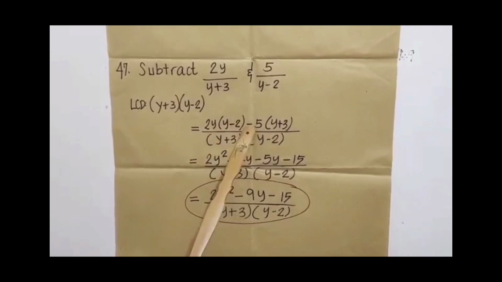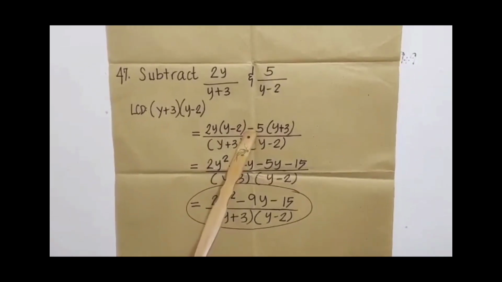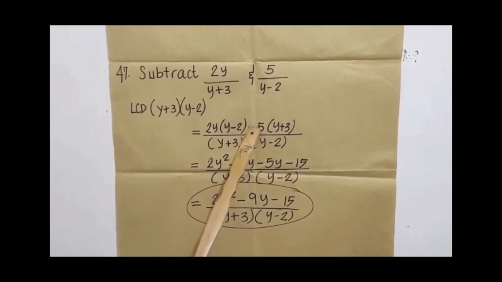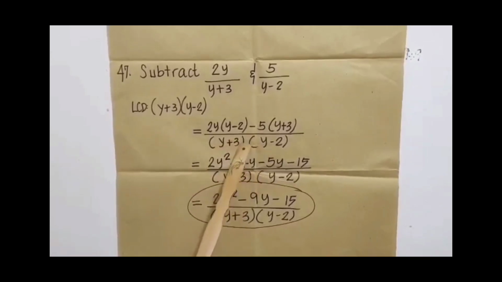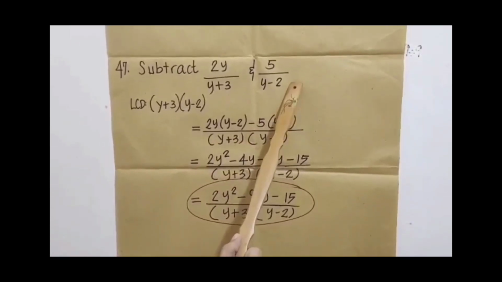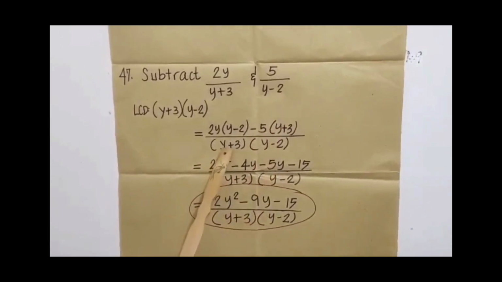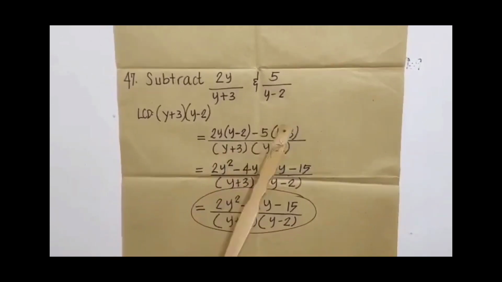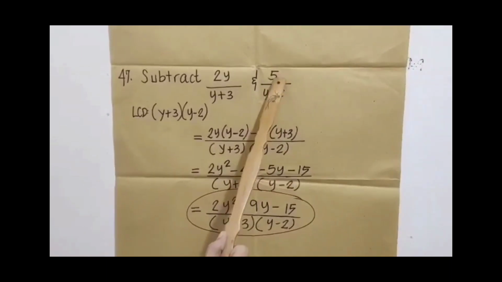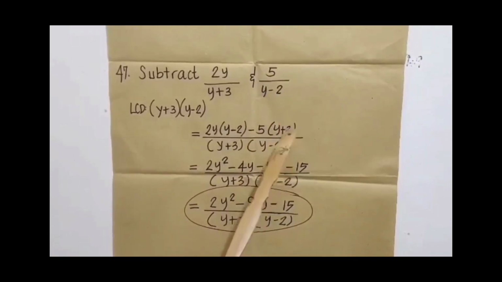Then we write the symbol of subtraction. Then we divide again the LCD by the denominator of the second rational expression, and likewise it cancels, and the remaining is y plus 3, and this y plus 3 is multiplied to the numerator. Okay, negative 5 times y plus 3.